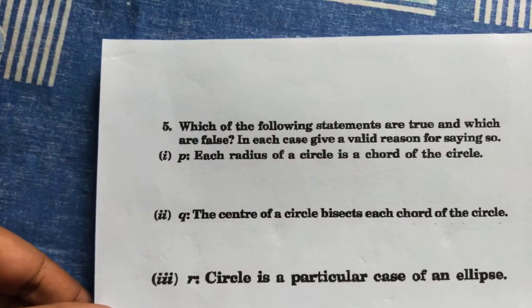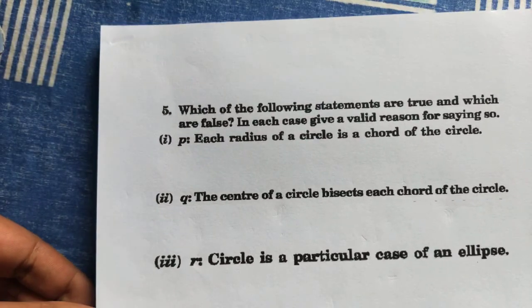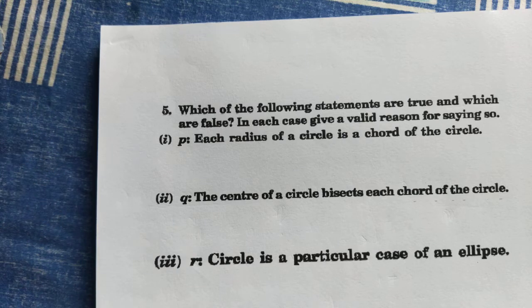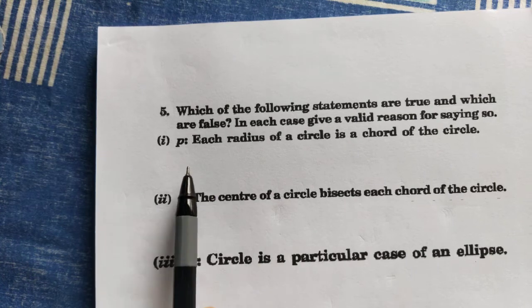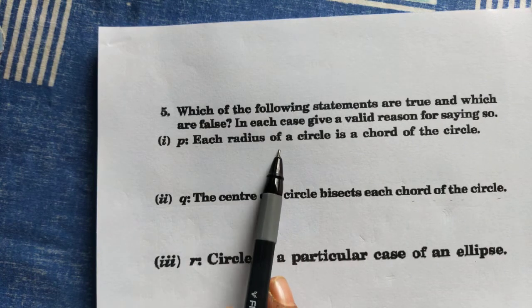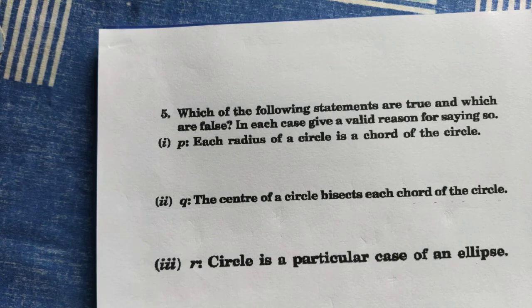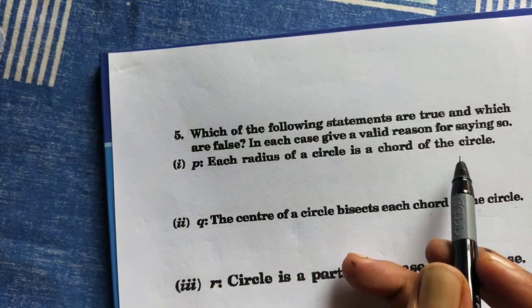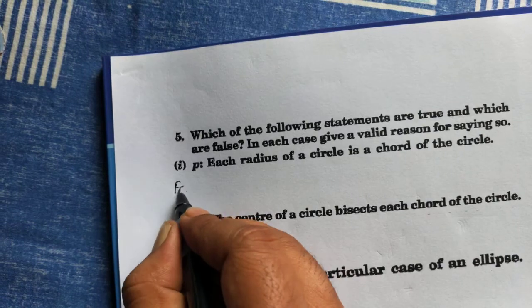Let's do question number 5, the last question of this exercise. Which of the following statements are true and which are false? In each case, give a valid reason for saying so. The first statement is, each radius of a circle is a chord of a circle. This is false. Why is it false? Because a chord touches two points of the circle, but a radius does not. So each radius of a circle is a chord is a false statement.